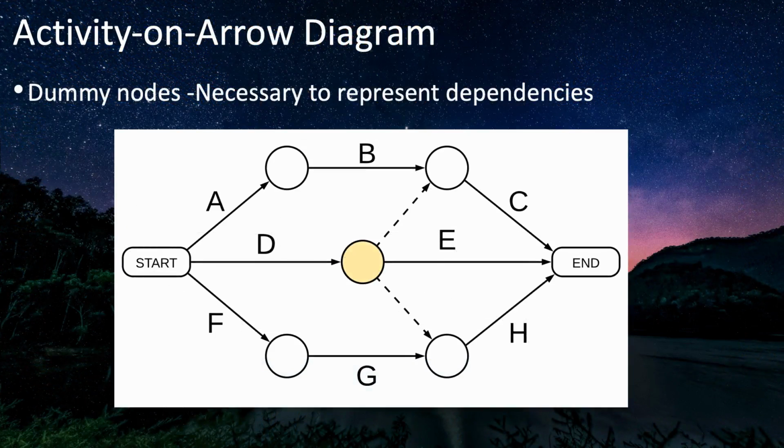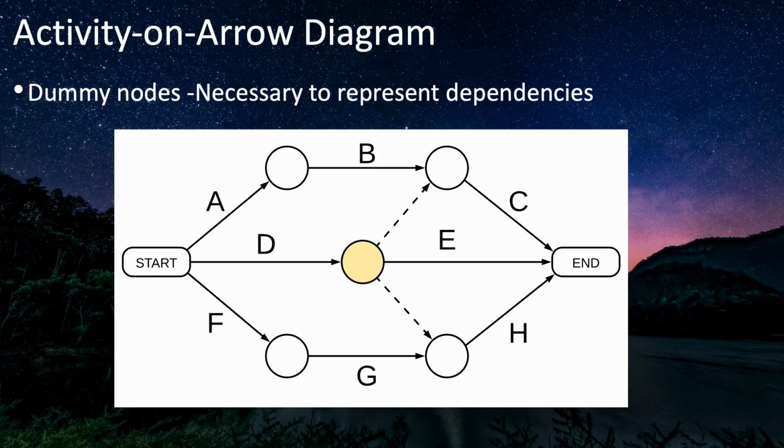You'll sometimes also see activity diagrams with the activities on the arrows instead of on the nodes. Such diagrams are called activity on arrow diagrams. These aren't used as often because they're more limited in the relationships that they can represent, which can require you to introduce what are known as dummy nodes.